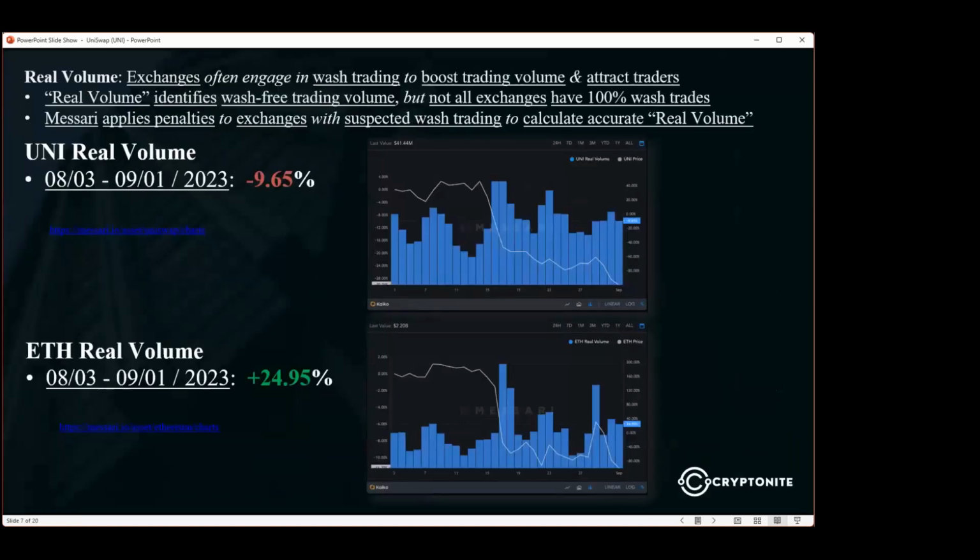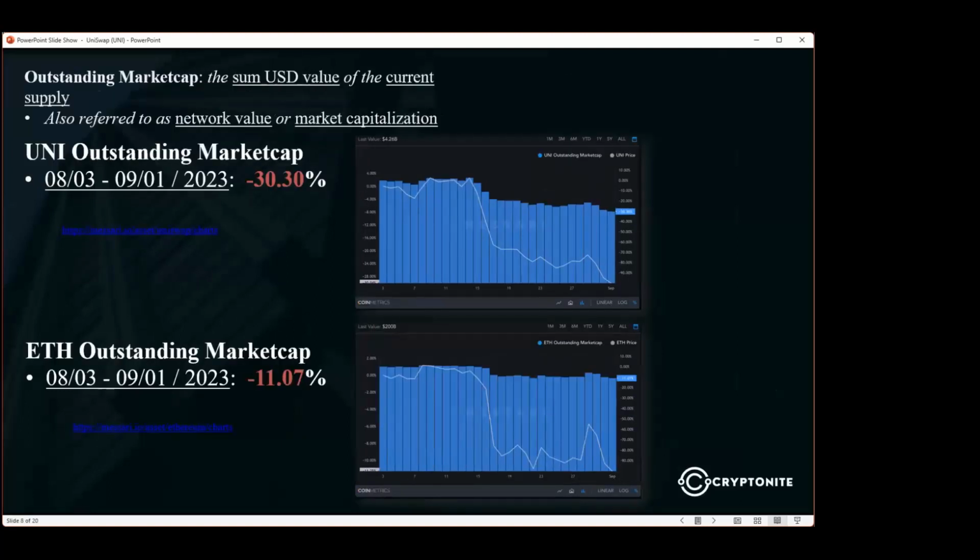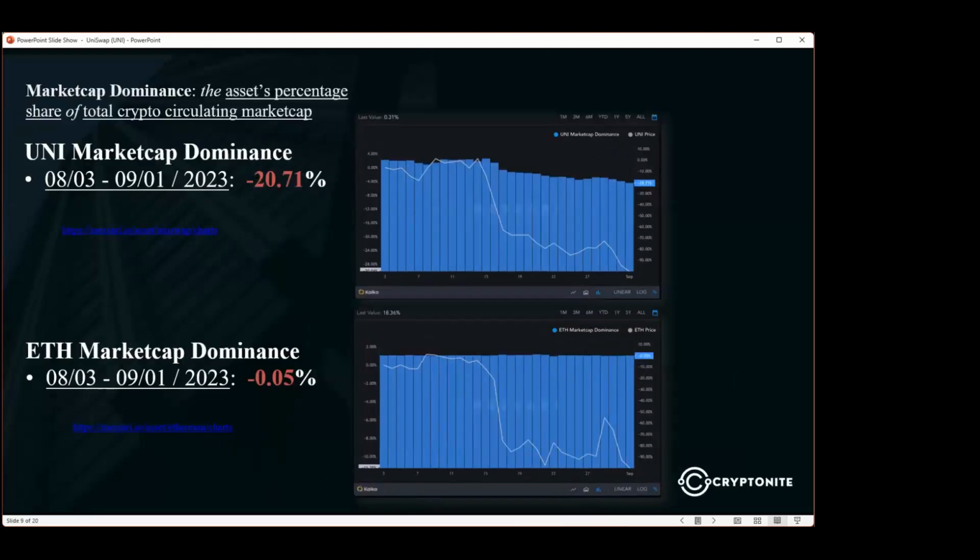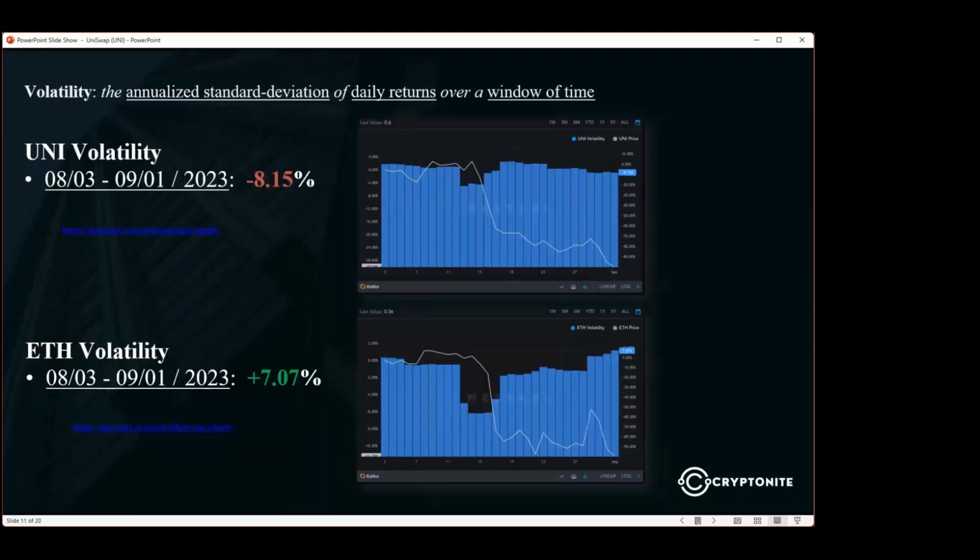So in real volume, they are down almost 10%, while Ethereum is up almost 25% in real volume over the past month. Their market cap is down 30%, while Ethereum is down 11%. The market dominance of their market cap is down 20% against Ethereum, which is pretty much flat, close to 0%. Volatility is down 8% on the UNI token, whereas the volatility in Ethereum is up 7%.